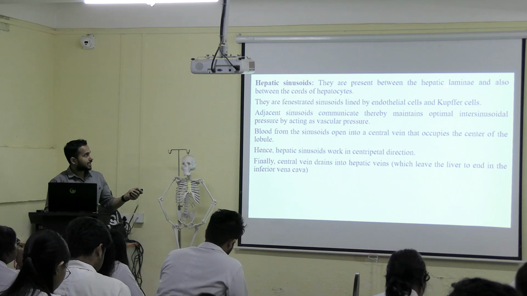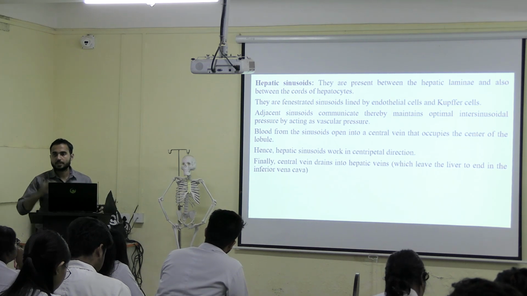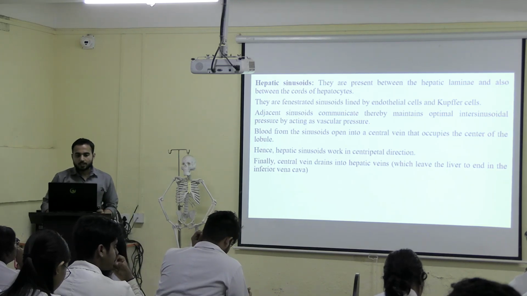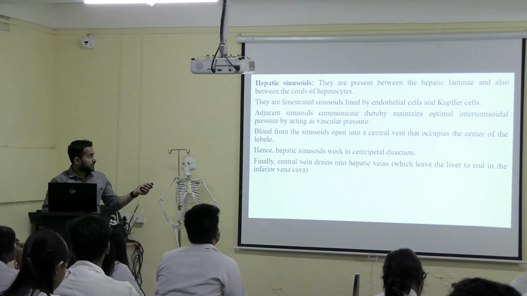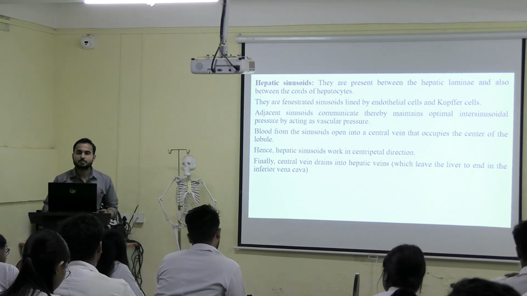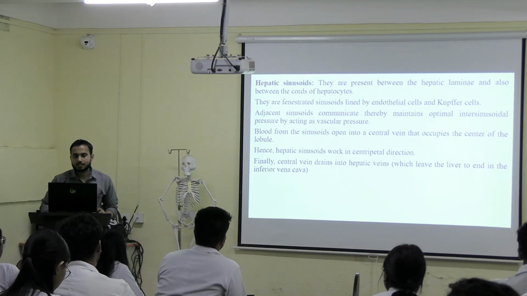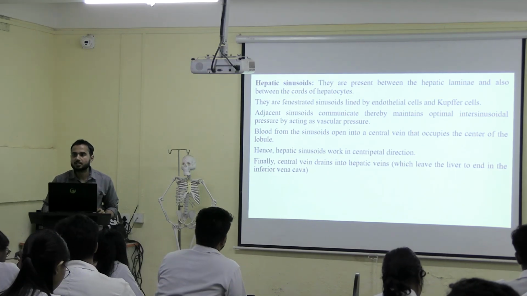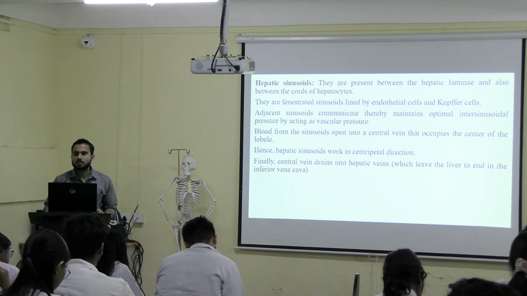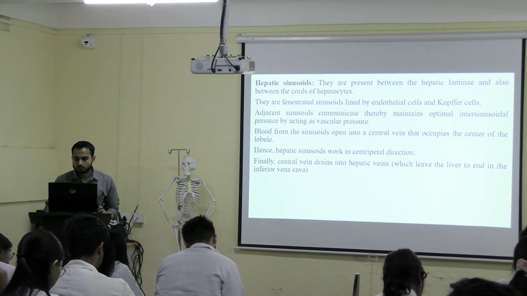Okay, so hepatic sinusoids, where are they present? They are present between the hepatic laminae and also between the cords of the hepatocytes, that means the arrangement of the hepatocytes inside the liver. These sinusoids are lined by endothelial cells and the Kupffer cells. Kupffer cells are specialized cells present in that area. They have phagocytic functions.